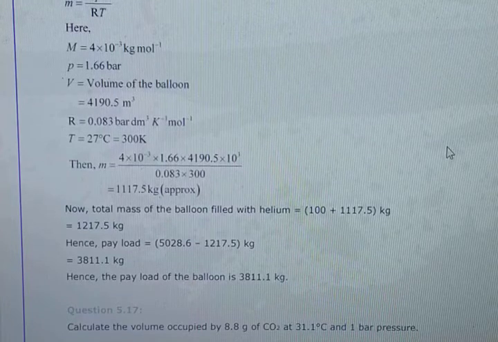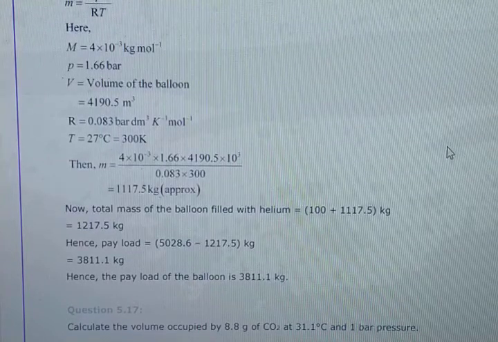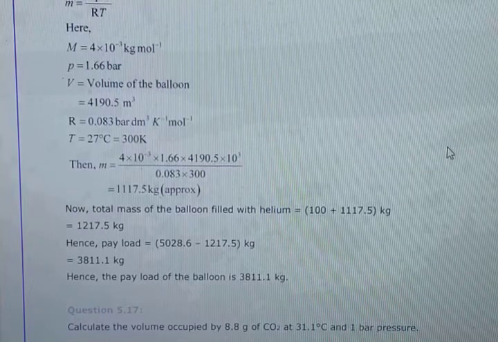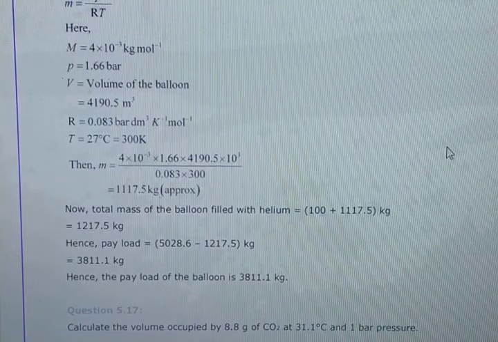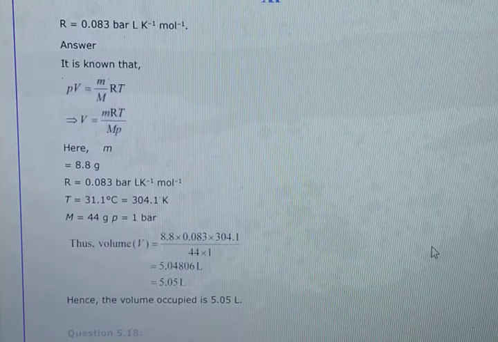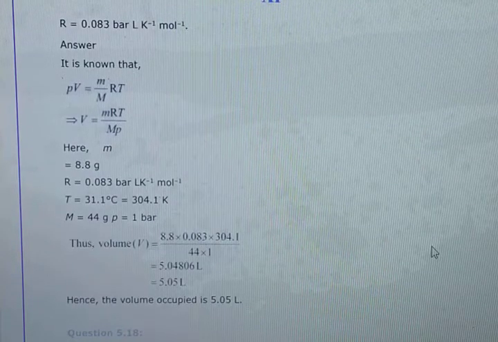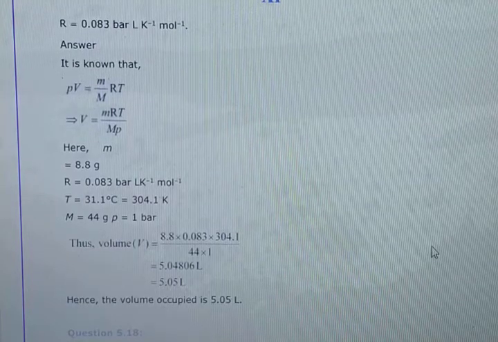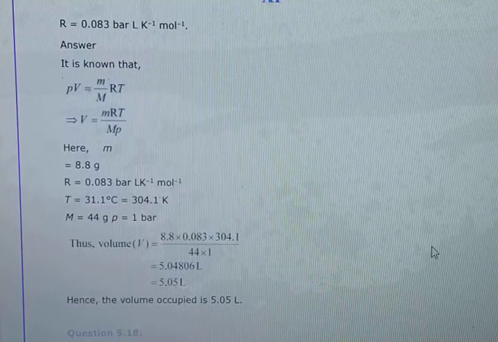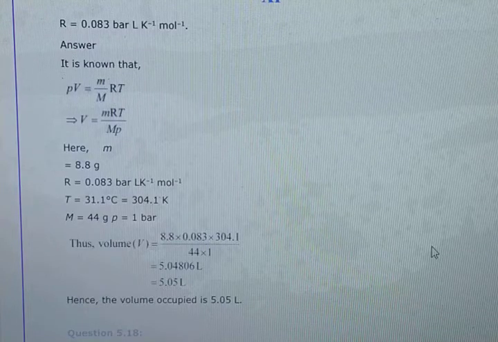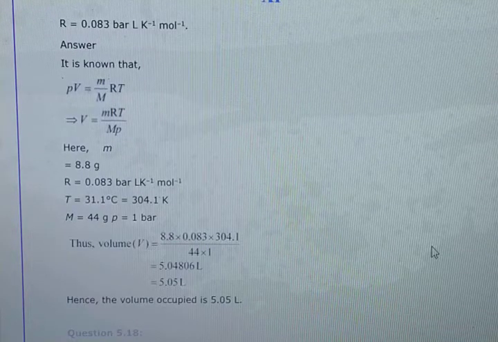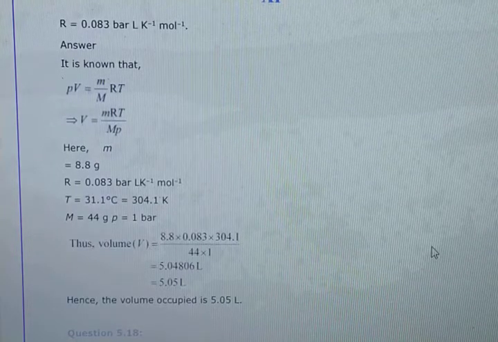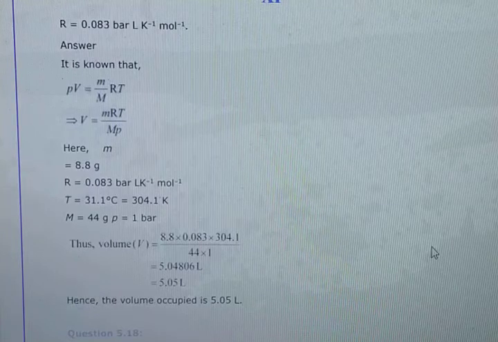Calculate the volume occupied by 8.8 gram of carbon dioxide at 31.1 degrees Celsius and at 1 bar pressure. We know the value of R is 0.083 bar liter per Kelvin per mole here. It is known as PV is equal to nRT. So PV is equal to m by M RT. V is equal to mRT by MP. m is equal to 8.8 gram. R is equal to 0.083 bar liter per Kelvin per mole. T is equal to 31.1 degrees Celsius, that is equal to 304.1 Kelvin.